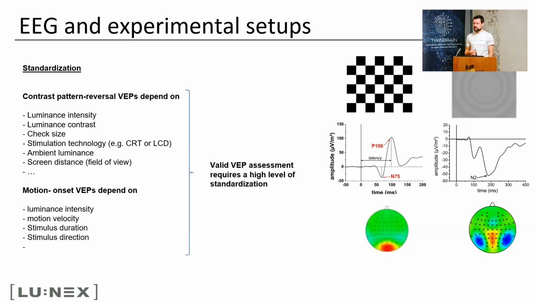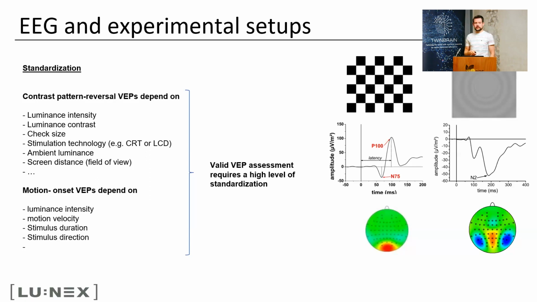I will also show this later in some studies. Dependent on the speed of these circles moving, you will have a different response. So the higher the velocity of these moving circles, the lower is the latency, so the faster it is processed in the brain, and also the higher is the amplitude. That is something that we have to consider as well.